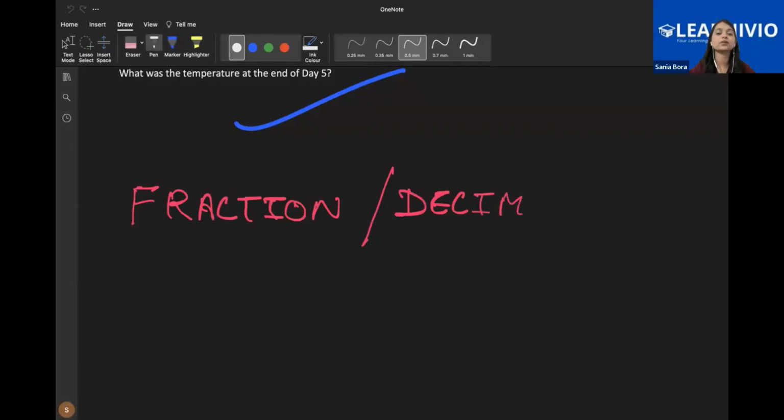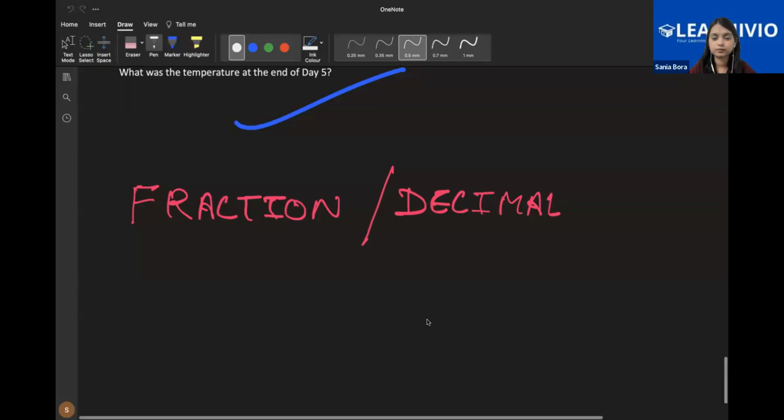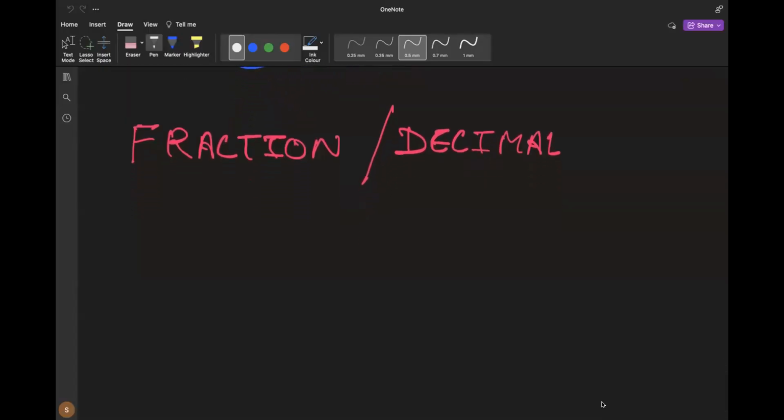So you tell me, what do you understand by fraction and decimal? Ma'am, fraction basically means part of a whole, whereas decimal means a whole number and the fractional part which is separated by the decimal point.